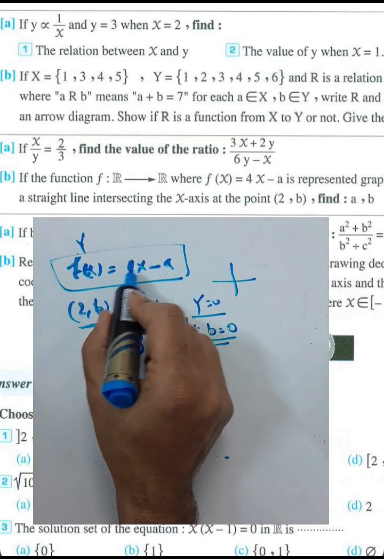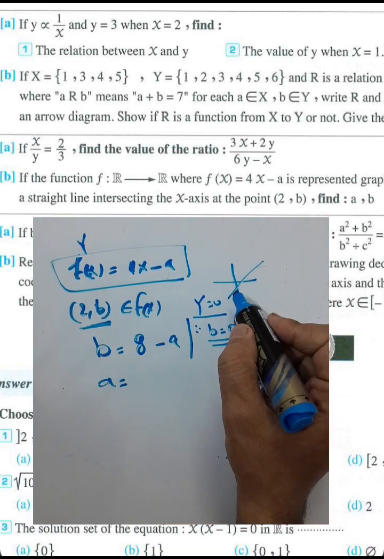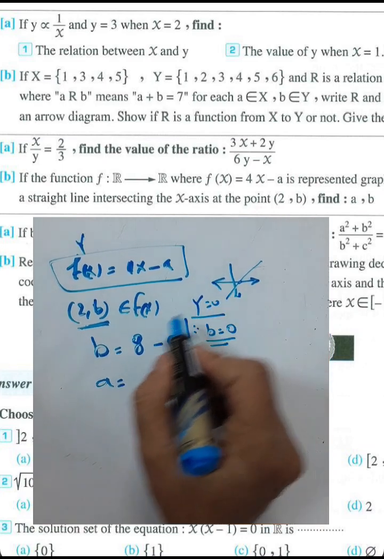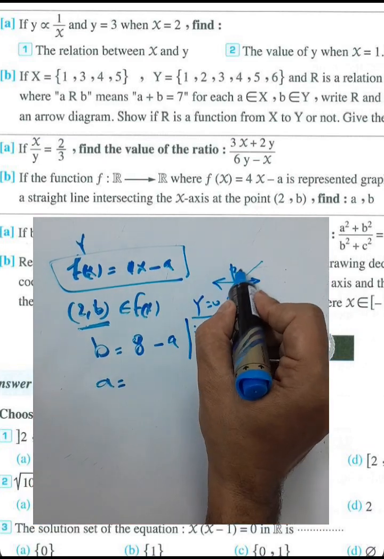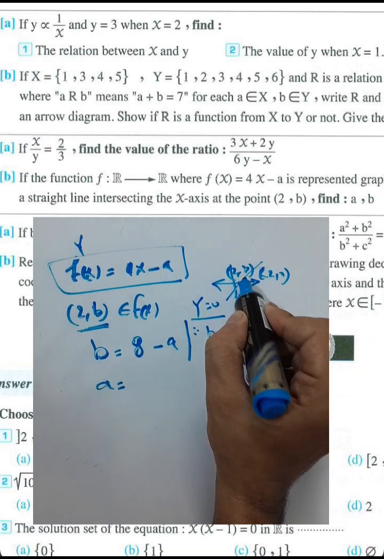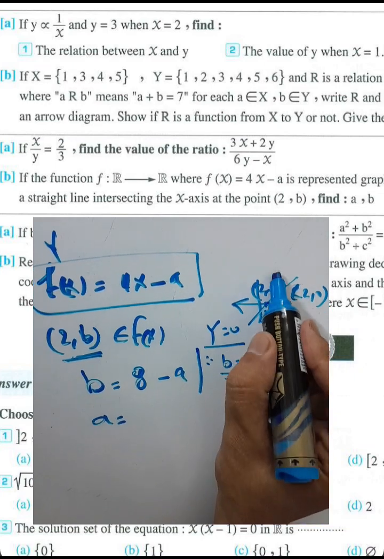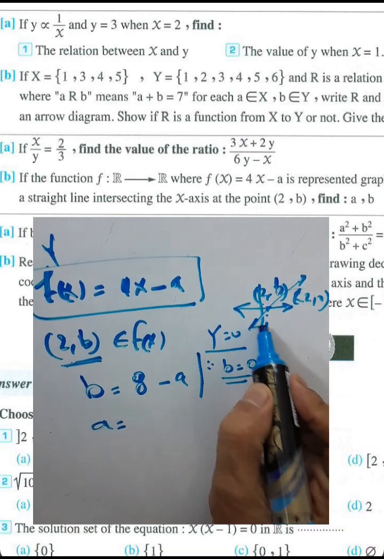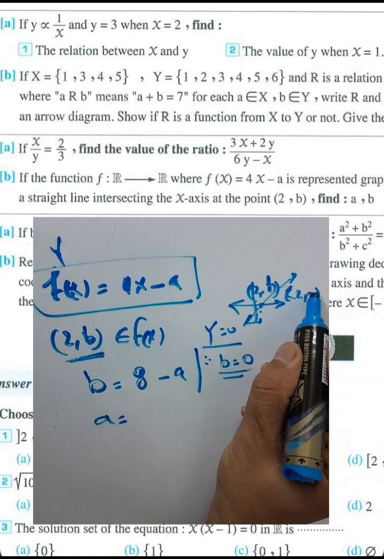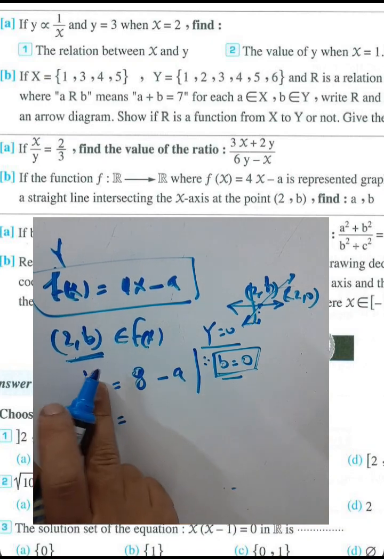This function is increasing and cuts the x-axis at the point (2, b). Then this point will be (2, 0). Then the value of b here will be equal 0. Because this straight line cuts the x-axis at the point (2, b), the value of b is 0. So you must put b equal 0.